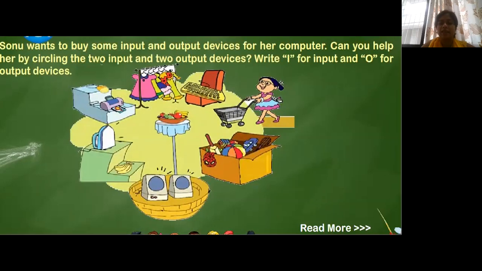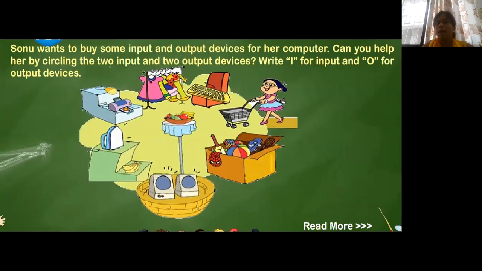Okay, this is an activity in your textbook. Please do it. Sonu wants to buy some input and output devices for her computer. This girl, her name is Sonu. Can you all help her by circling the input and output devices? Write I in front for input and O for output devices.